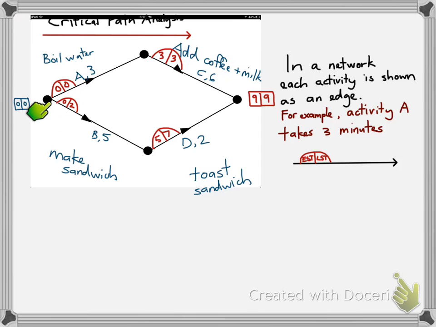Now what's important here is, if we look at this pathway, we've got 2 activities which have a slack time of 2 minutes, making the sandwich and toasting the sandwich. But we can't use that slack time on both activities. Otherwise we're going to blow out the length of this sandwich making process by 4 minutes, and we don't want to do that. We can see it takes 5 and 2, or 7 minutes. We can only afford slack of 2 minutes to make it on time here for when the coffee's ready.